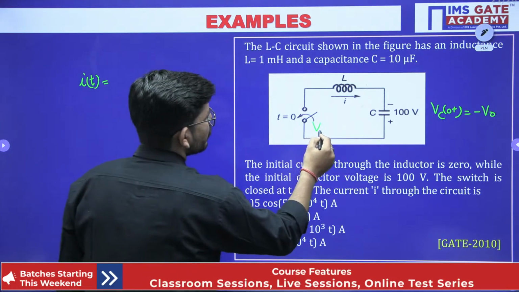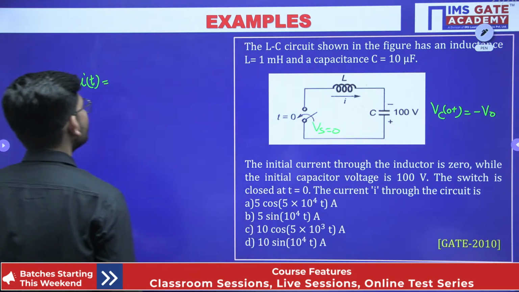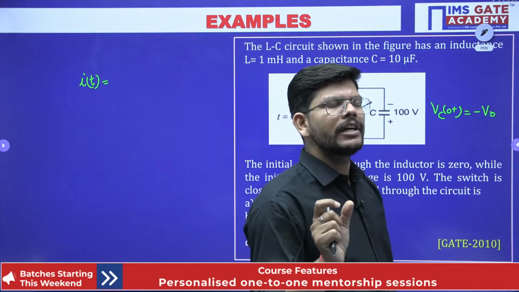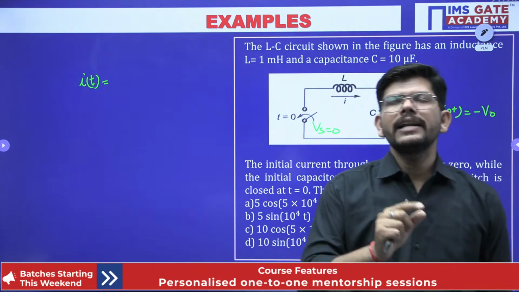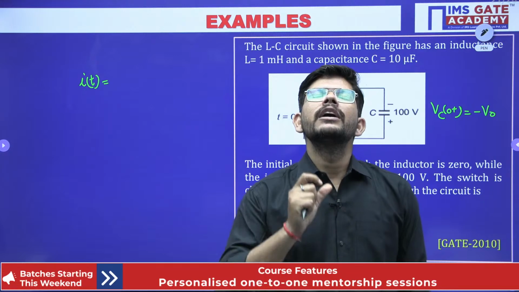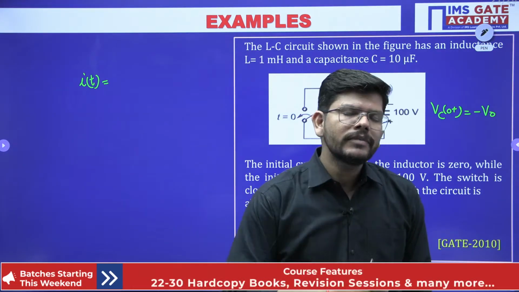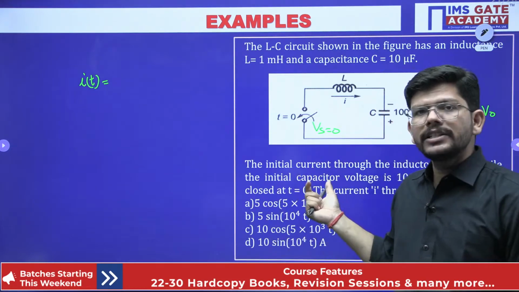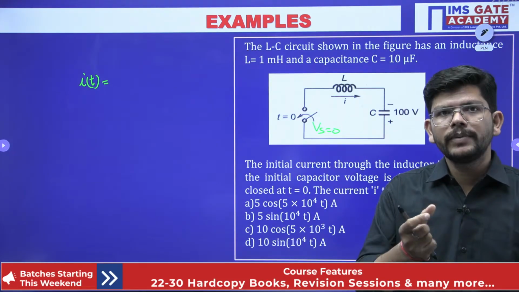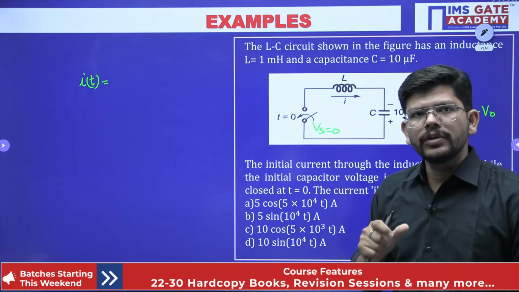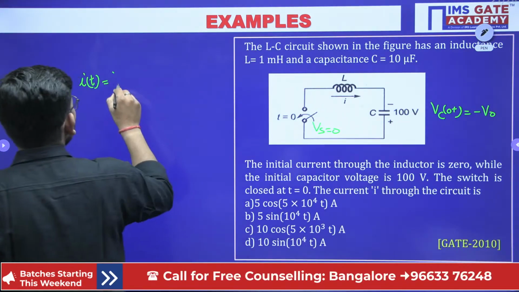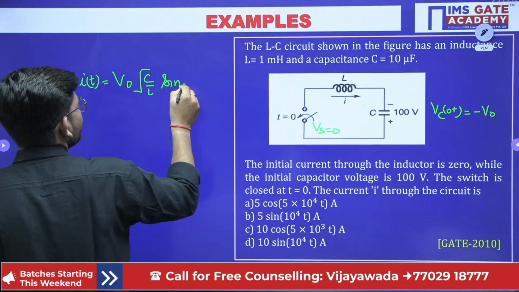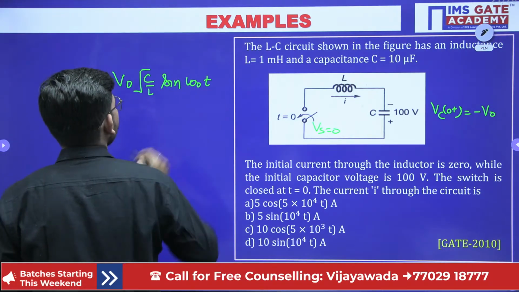Can you just tell me the current expression when Vs is equal to 0 and Vc is minus V naught? If you remember, if the capacitor initial voltage is plus V naught, we write Vs minus V naught everywhere. When the capacitor voltage is minus V naught, we write Vs plus V naught everywhere. But here the capacitor voltage is negative, so we write Vs plus V naught, and Vs is 0. So the expression will be V naught under root C by L sine omega naught t, isn't it?